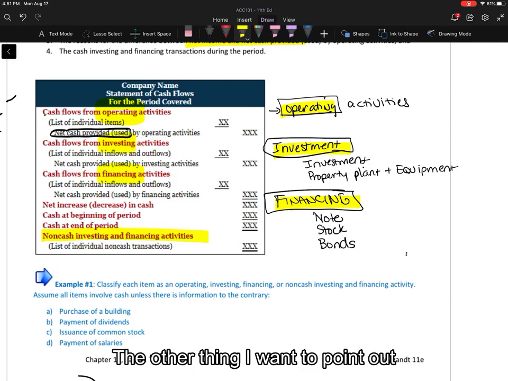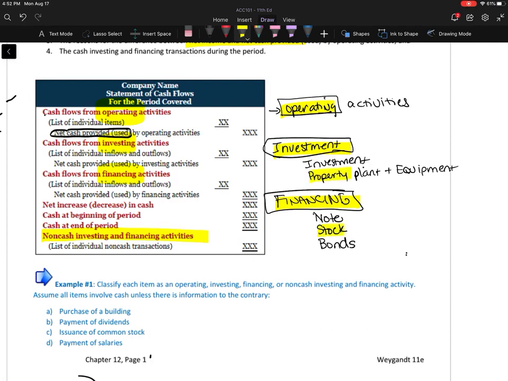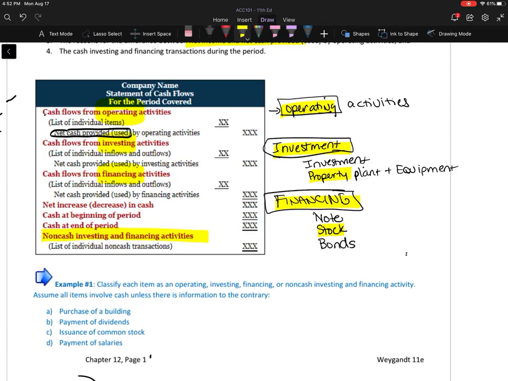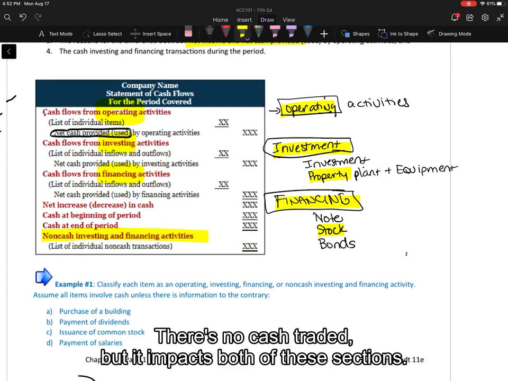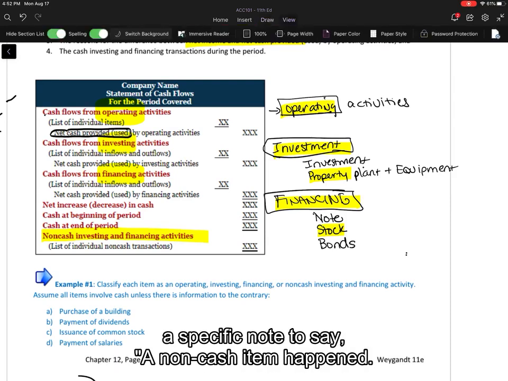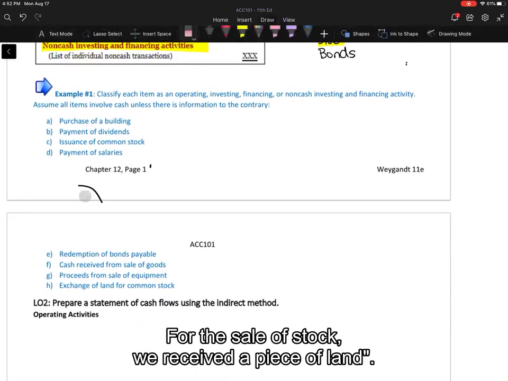The other thing I want to point out is that there are non-cash investing and financing activities. In this statement, we would note, for example, if you sold stock in exchange for a piece of land. There's no cash traded, but it impacts both of these sections. So we would call that out and make a specific note to say a non-cash item happened: for the sale of stock, we received a piece of land.